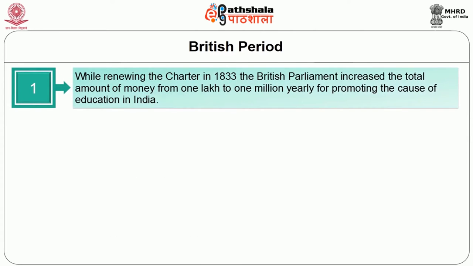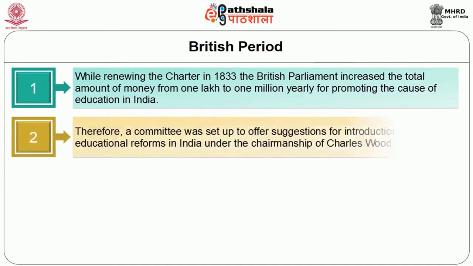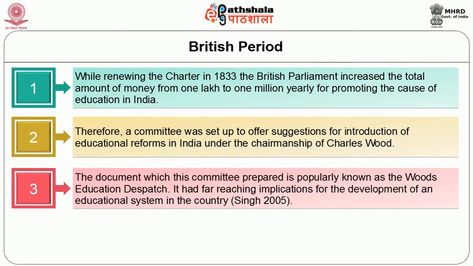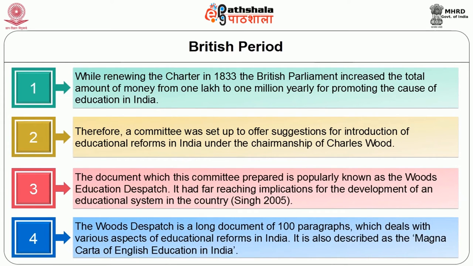While renewing the charter in 1833, the British Parliament increased the total amount of money from 1 lakh to 1 million yearly for promoting the cause of education in India. Therefore, a committee was set up to offer suggestions for the introduction of educational reforms in India under the chairmanship of Charles Wood. The document which the committee prepared is popularly known as Wood's Education Dispatch. It had far-reaching implications for the development of an educational system in the country. It is also described as the Magna Carta of English education in India.